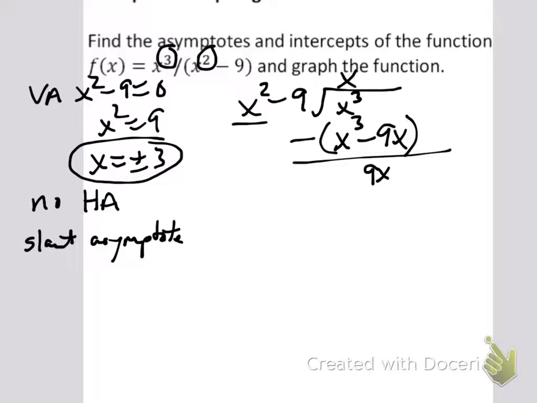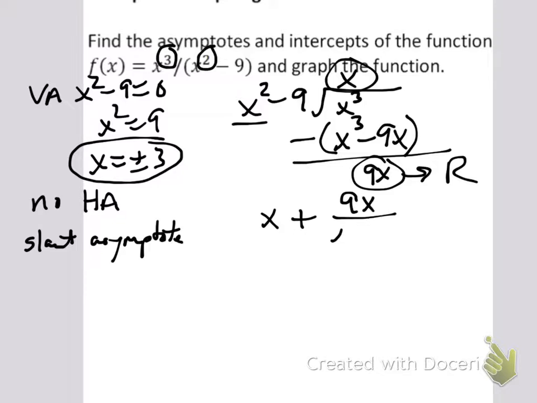Now we can't do any more with that. There are no terms to bring down, nothing. Besides that, 9x doesn't go into x squared. So here's what we have. We have x plus, this is the remainder, 9x over what we divided by. Now, if I switch that around, that's 9x over x squared minus 9 plus x.